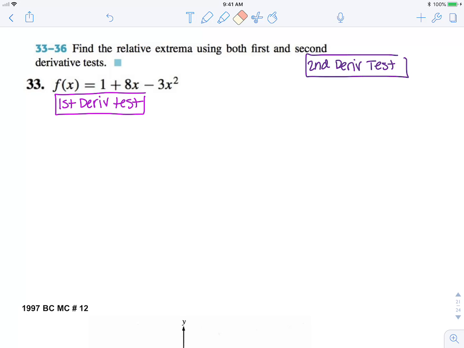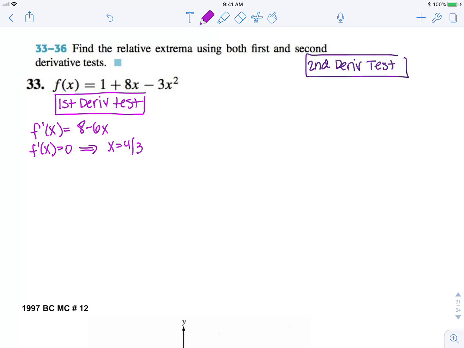Here in this problem, we're going to find the relative extrema using both the first and second derivative tests. So notice they're asking for the actual extrema value and not only where it happens. So for the first derivative test, I'm going to take the first derivative, and I get 8 minus 6x, and I see that f prime of x equals 0 when x equals 4/3. So that's my critical value.